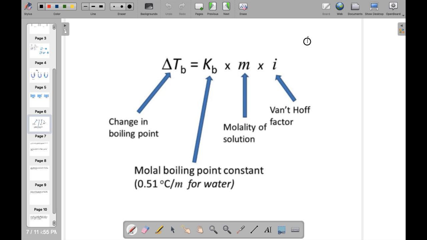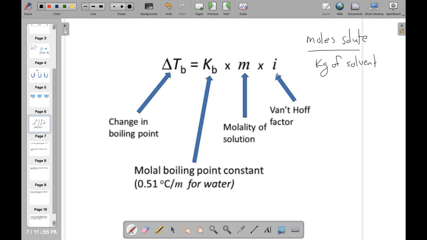Remember, molality is moles of solute over kilograms of solvent. See how easy it is to mess things up in chemistry? And Van Hoff's factor is the i.